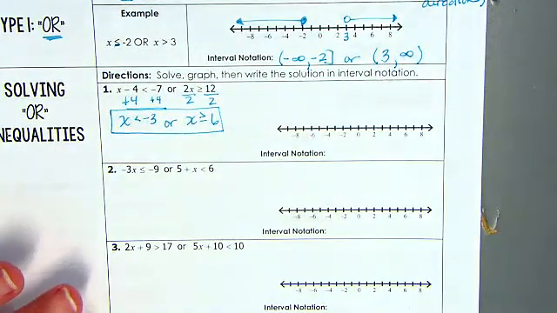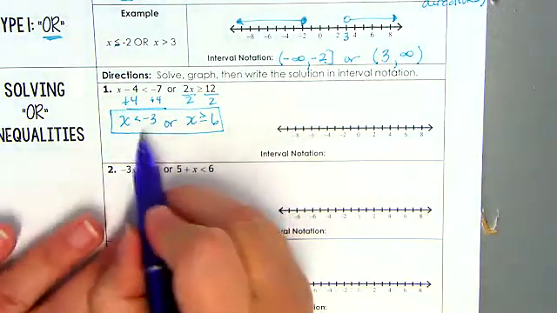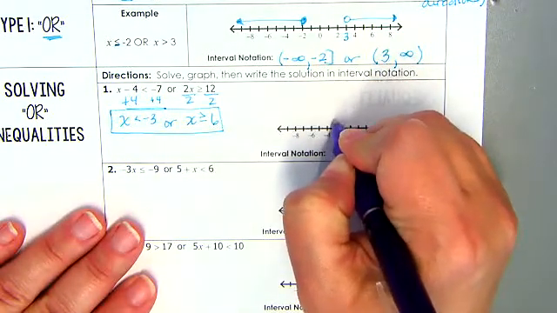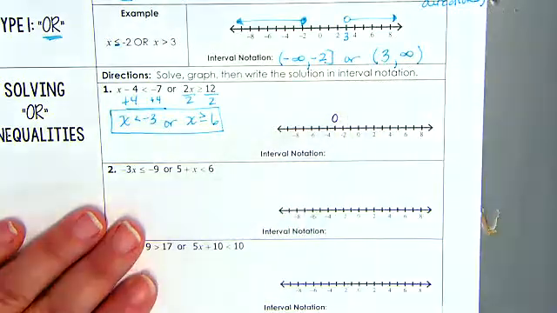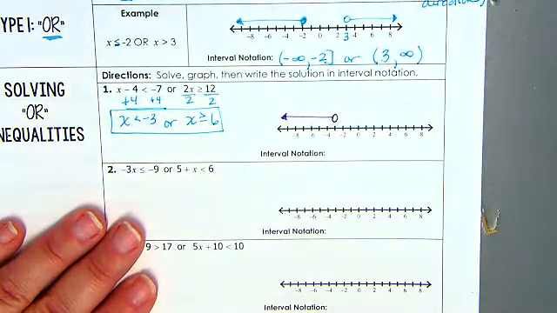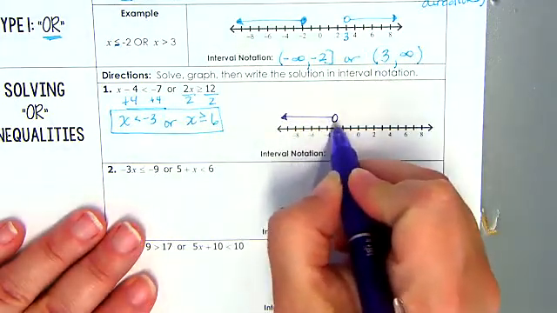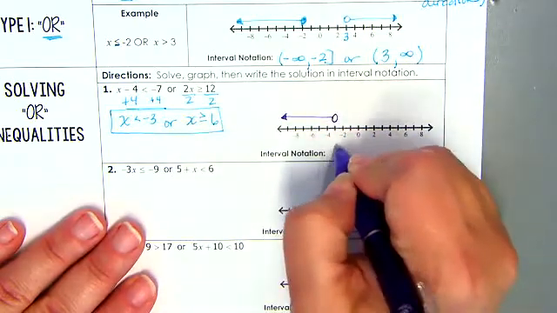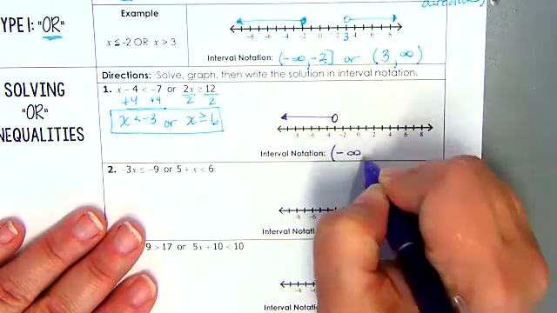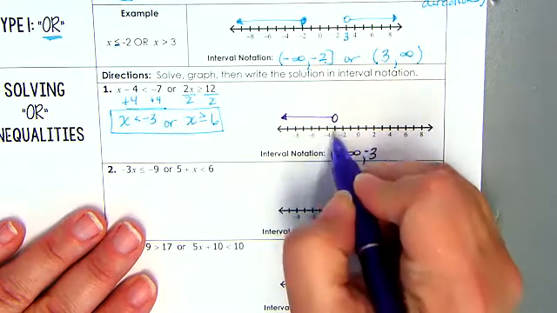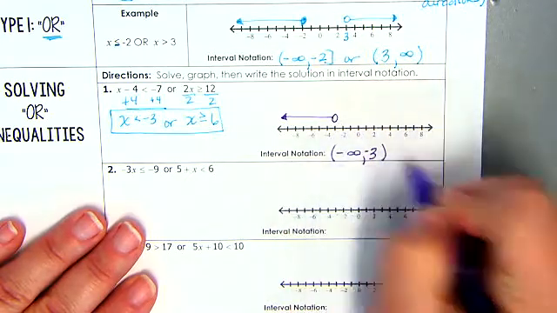Now, let's see what that looks like on the graph. All right, I graph each one separately. x is less than -3. I'm going to find the -3. It's just less than, not equal to, so it's an open circle. And I'm drawing an arrow to the left. The interval notation for this is going to be negative infinity because I'm going less than, so I'm going to have parentheses, negative infinity, comma, and then it's stopping at -3. It's an open circle, so therefore it's a parentheses.